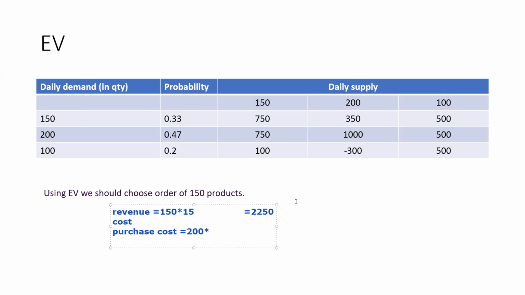The revenue is 2250. Selling price is 15. Total quantity 150 we are going to sell. So here the revenue is 2250. Purchase cost: we are going to purchase 200 units, right? So 200 units at 10 means 2000.